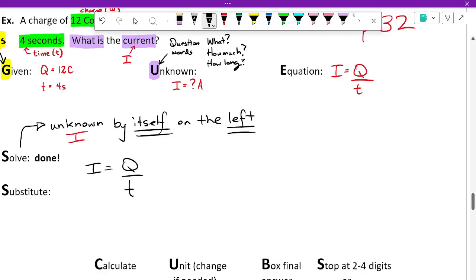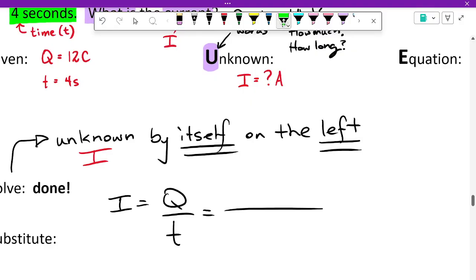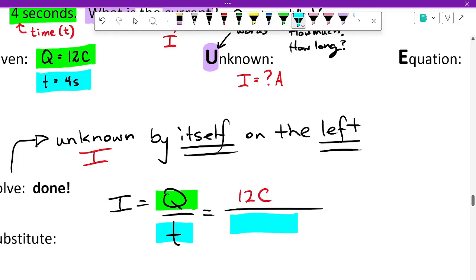And then we are going to substitute, which means for Q, we're going to take 12 coulombs. For T, we're going to take 4 seconds. That should be a little less, not a big S. There we go. Let's make that a little less.